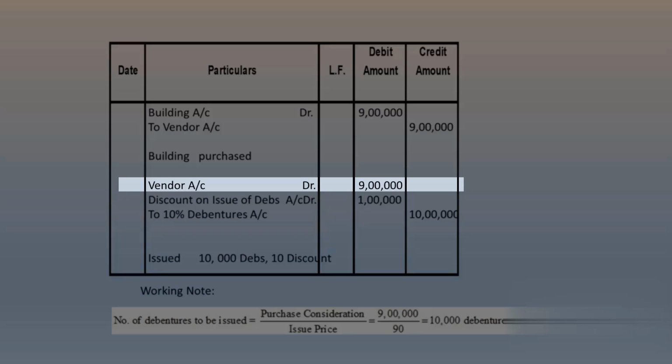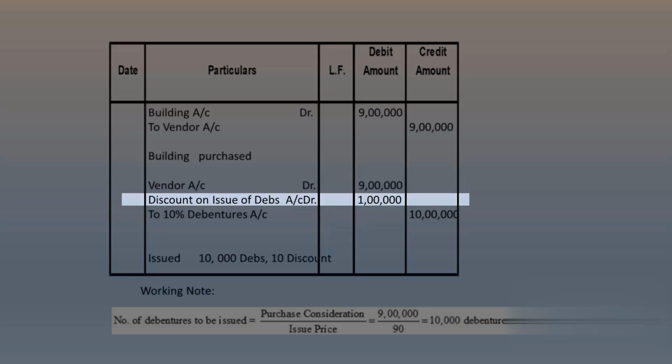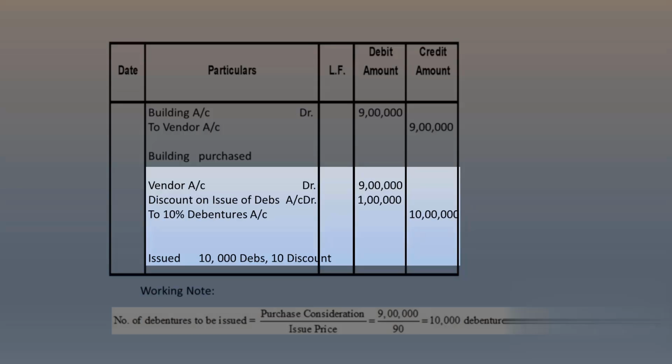The difference is accounted as discount on issue of debentures, which will eventually be written off as loss suffered by the company. This then is the whole entry to record the discharge of liability by the issue of debentures at a discount. Vendor account debit, discount on issue of debentures account debit, to debenture account.